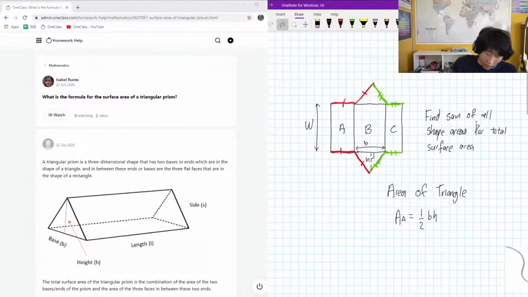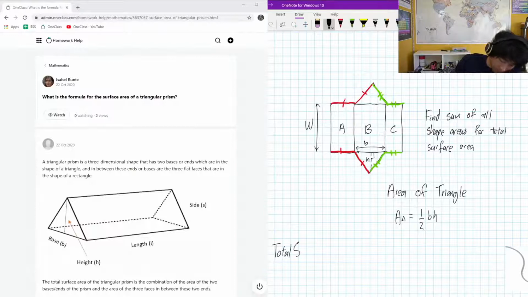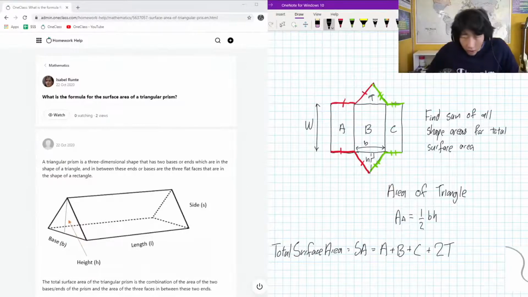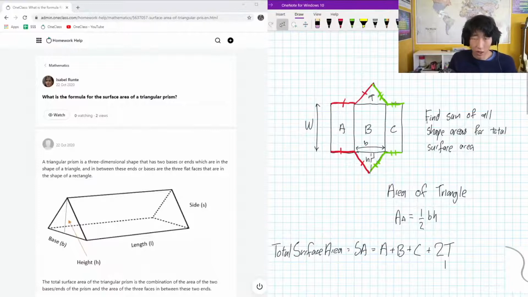The total surface area of this, let's say that is SA, and let's call this section T for triangle, is going to be equal to the area of the A rectangle plus B rectangle plus C rectangle plus 2 of the triangle areas. Okay, so once you find all of those individually and add them up, that will be the total surface area of this whole triangular prism.